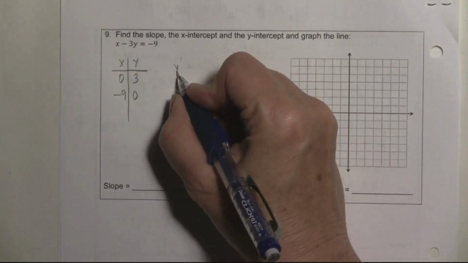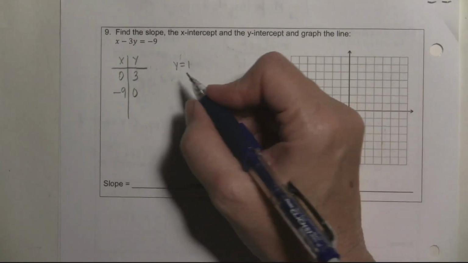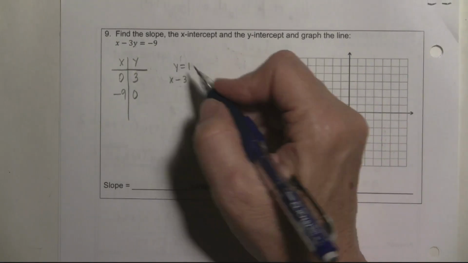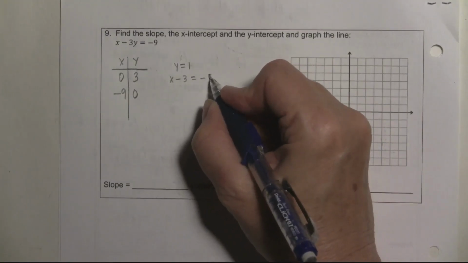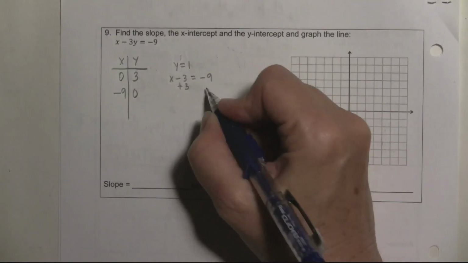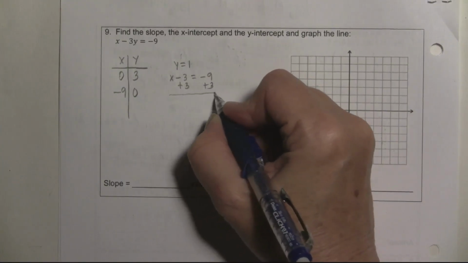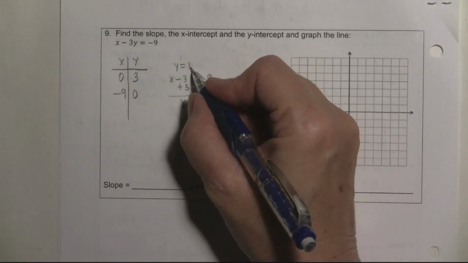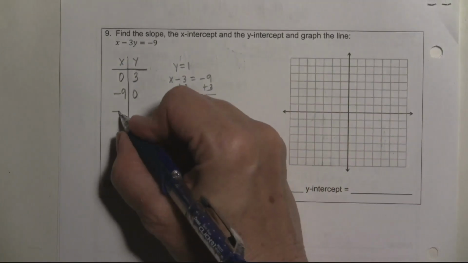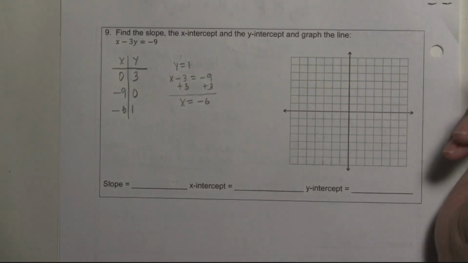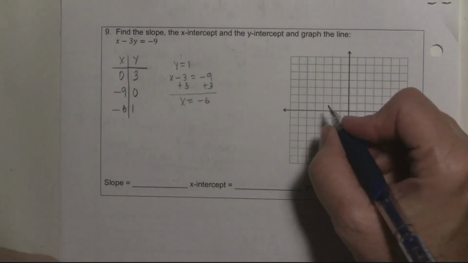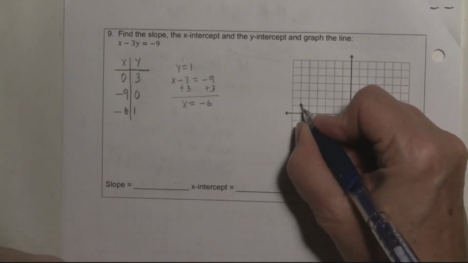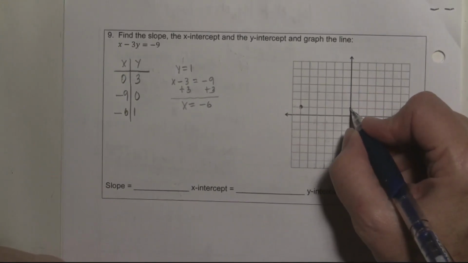So if I pick y equals 1, let's just see if it works out good. It might not. X minus 3 times 1, that's good, equals -9. Then I'm going to add 3 to both sides. And I can see that's going to turn out okay. That's going to be -6. So we started with y as 1 and got to x is -6. So -6, 1, and that is on the graph. So I'm going to have here -6, 1, and 0, 3, 1, 2, 3.